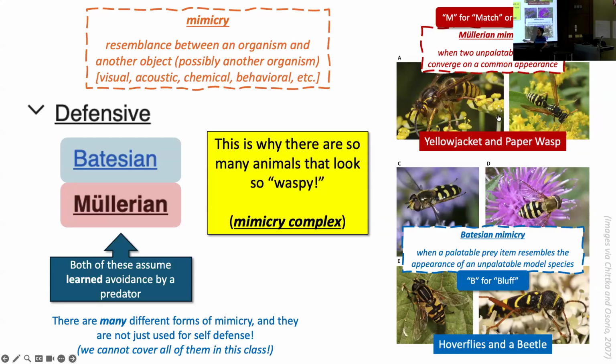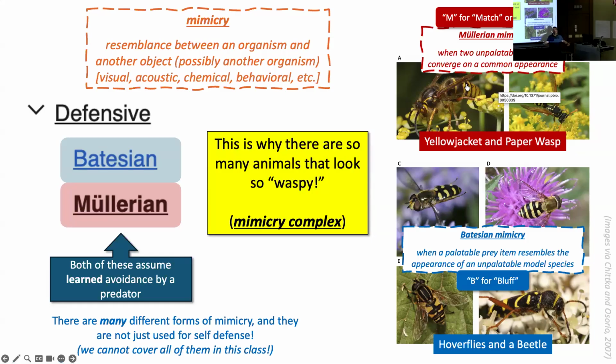Now, I want to emphasize here that learning is a key aspect of this. If you get rid of learning, if you say the predator has an innate avoidance of yellow and black stripes, then at that point there's no sampling cost. Right now, this whole thing is driven by the idea that in order for a predator to avoid this wasp, it has to have like 5 or 6 negative experiences.